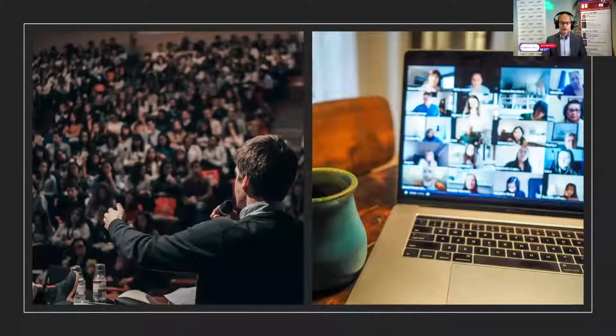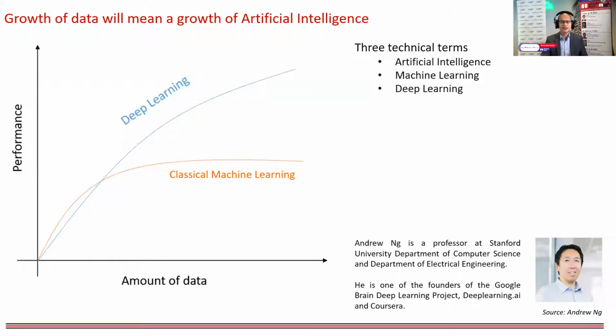And here I quote Professor Andrew Ng, a professor at Stanford University. He came out with this graph a couple of years back, where he compared classical machine learning versus deep learning. For classical machine learning techniques, what we have found is that their performance plateaus after a certain point. However, for deep learning techniques, we are still seeing performance increase when more data comes in.